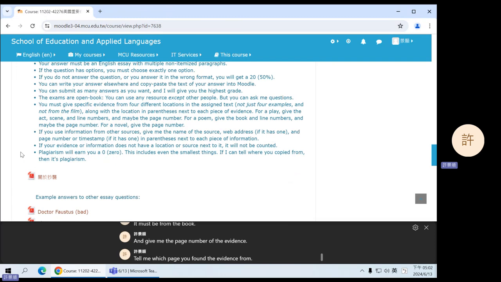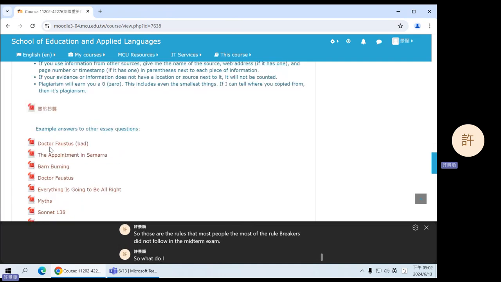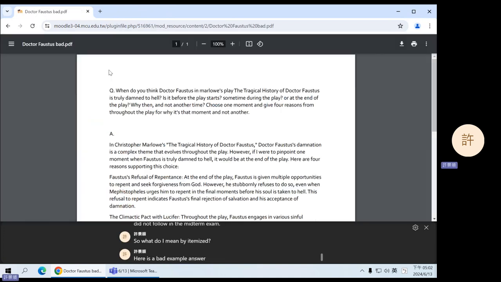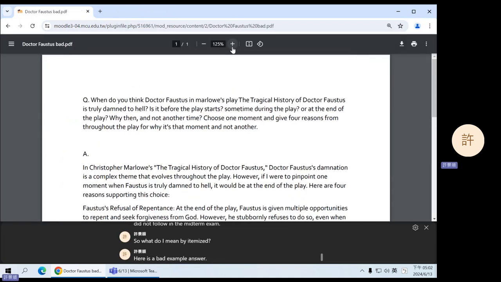Right, so those are the rules that most of the rule breakers did not follow in the midterm exam. So what do I mean by itemized? Here is a bad example answer. This is what you should not do.